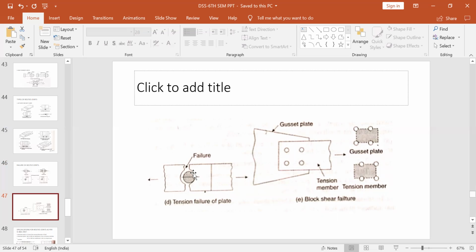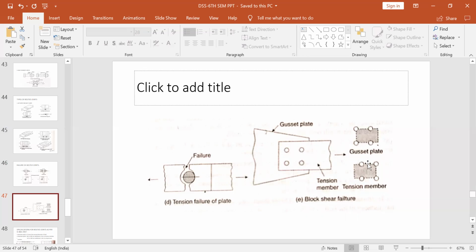Now, failure of the connection by block shear may occur when a block of the material within the bolted area breaks away from the other area. See, this is a gusset plate and this is a connecting plate. What you are doing is connecting this gusset plate with this plate with 4 bolts. Now, what happens in block failure is that this entire thing will tear out. Initially, either the bolt was failing or the plate was being displaced. Now, block means this block.